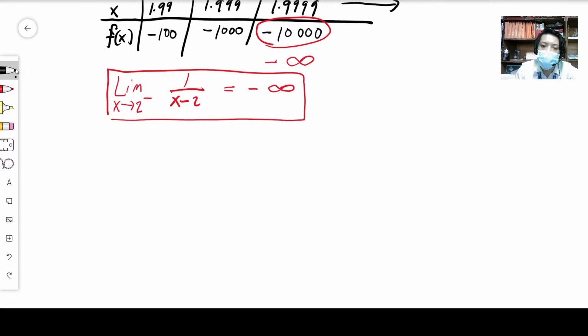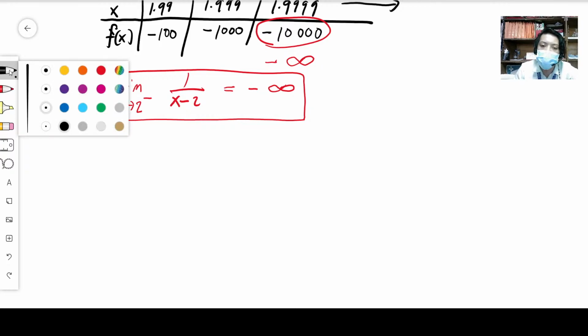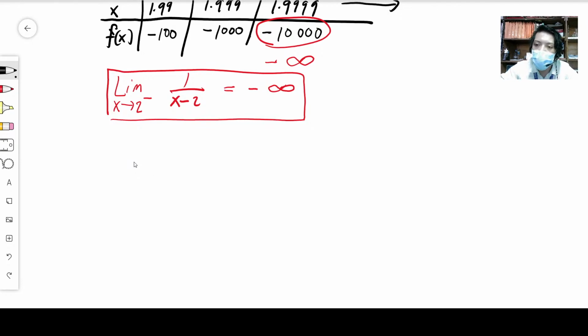We're trying to prove that the limit only exists if and only if the right hand limit and the left hand limit are equal. So let us try to solve for the right hand limit. When you solve the limit of 1 over x minus 2 as x approaches 2 coming from the right, we are trying to solve for the limit of this function.